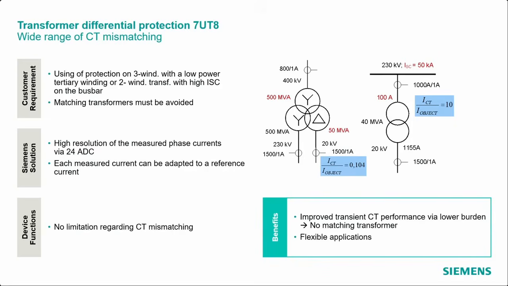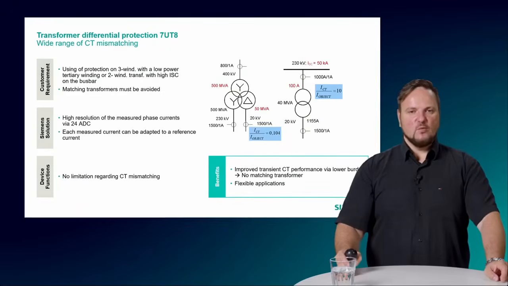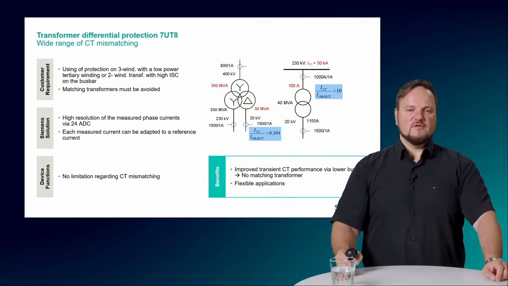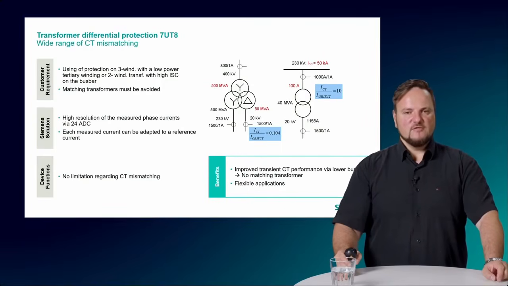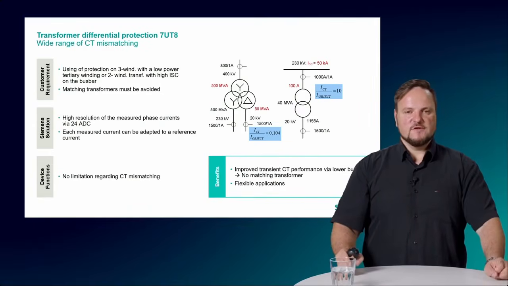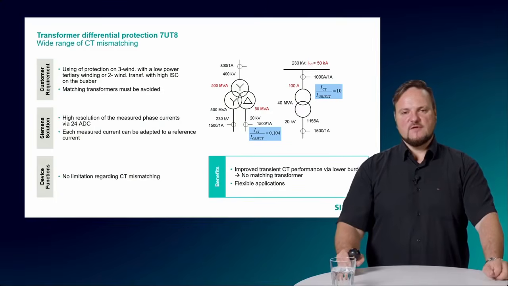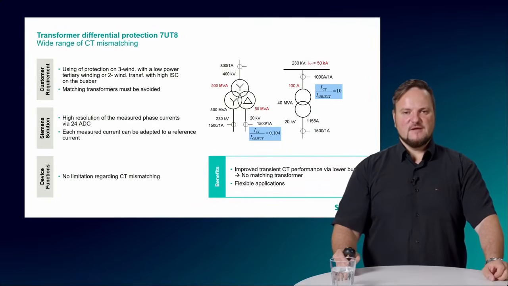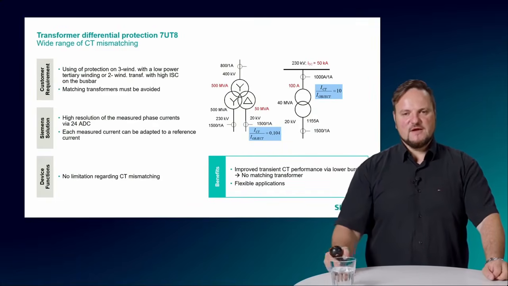The limitation for cProtect 4 was 8. Now we have a theoretical value of 100. A practical value is around 30, 40. This is because cProtect 5 has a really high resolution for the measured phase currents. We are using a 24-bit ADC converter, and this offers us the ability to also measure small currents beside the sides with the high current.